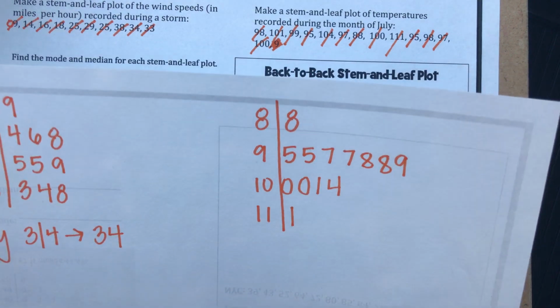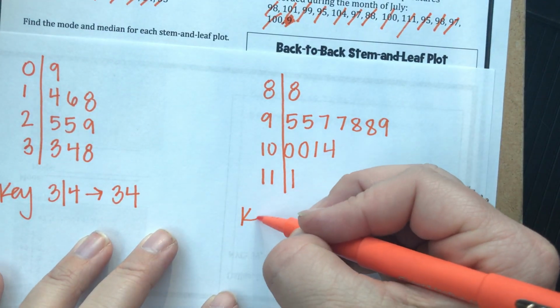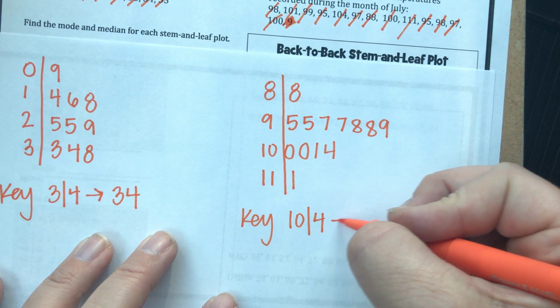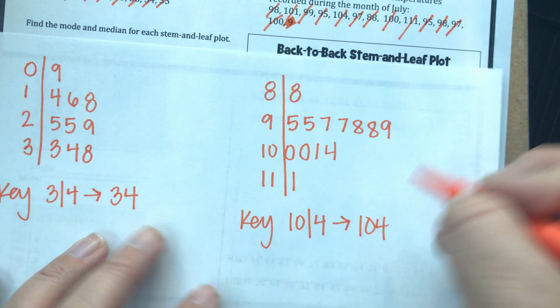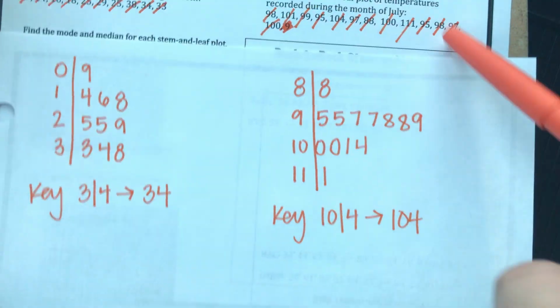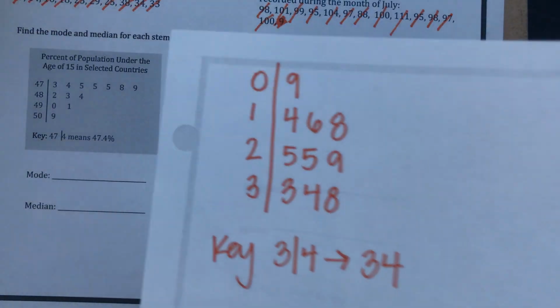And so when I finish it, I want to make sure I put a key on there. So my key is going to read like 104 means 104, like that. Okay, so write these, like I said, on the back, on a separate piece of paper, on Post-it notes. Put them somewhere on your notes.